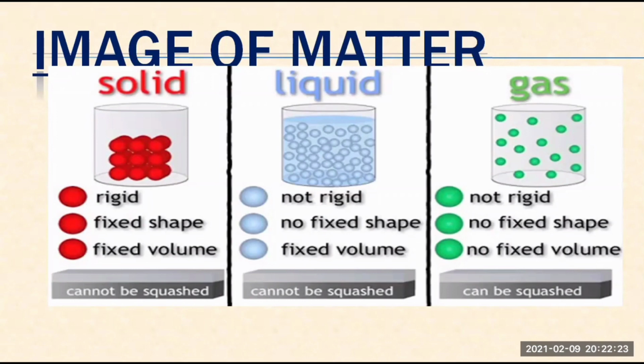Solid matter has a particular shape, liquid matter doesn't have a particular shape, it takes the container's shape, and gaseous matter also has no particular shape. Okay, and it also has no fixed volume. So students, let's see what will be the next slide.